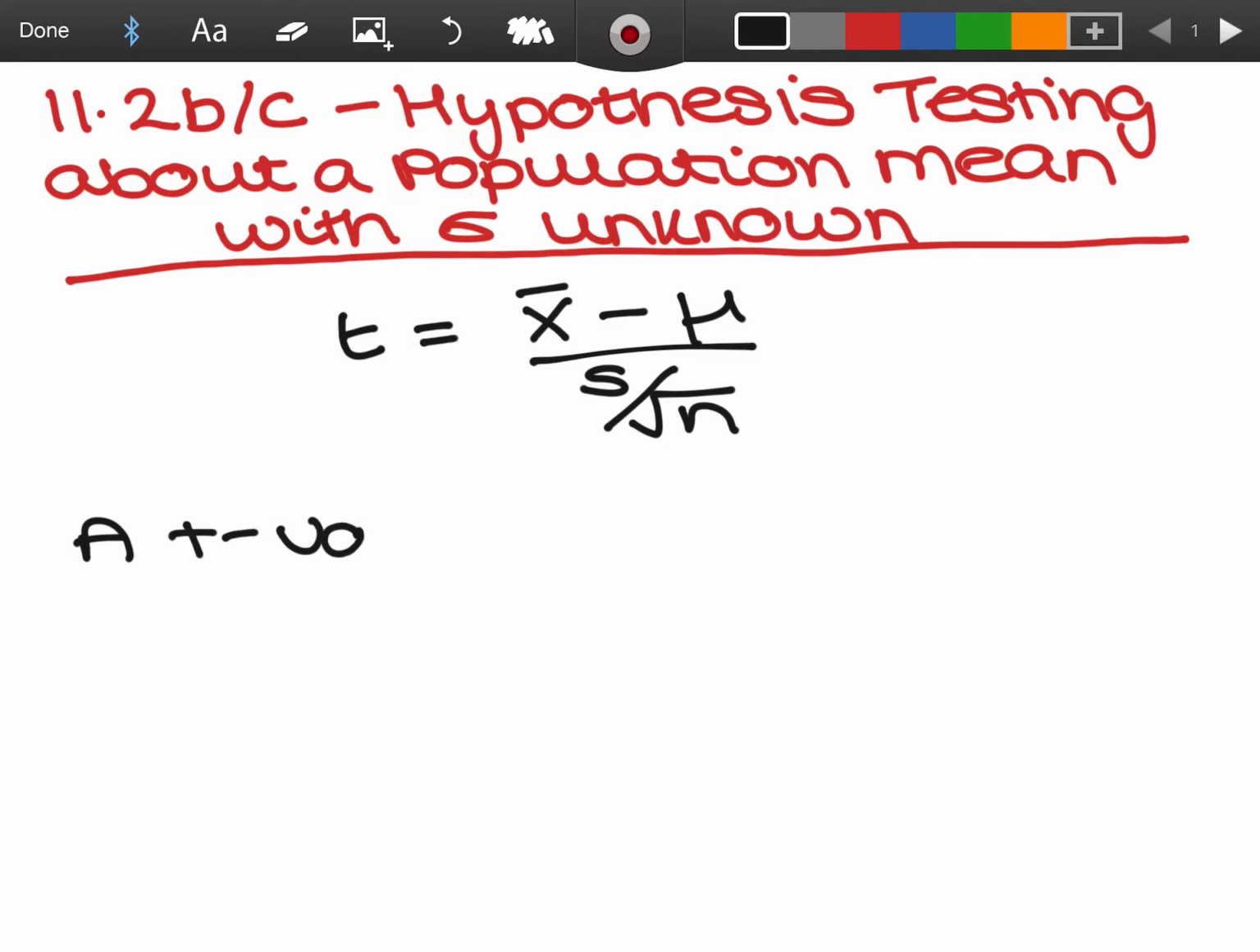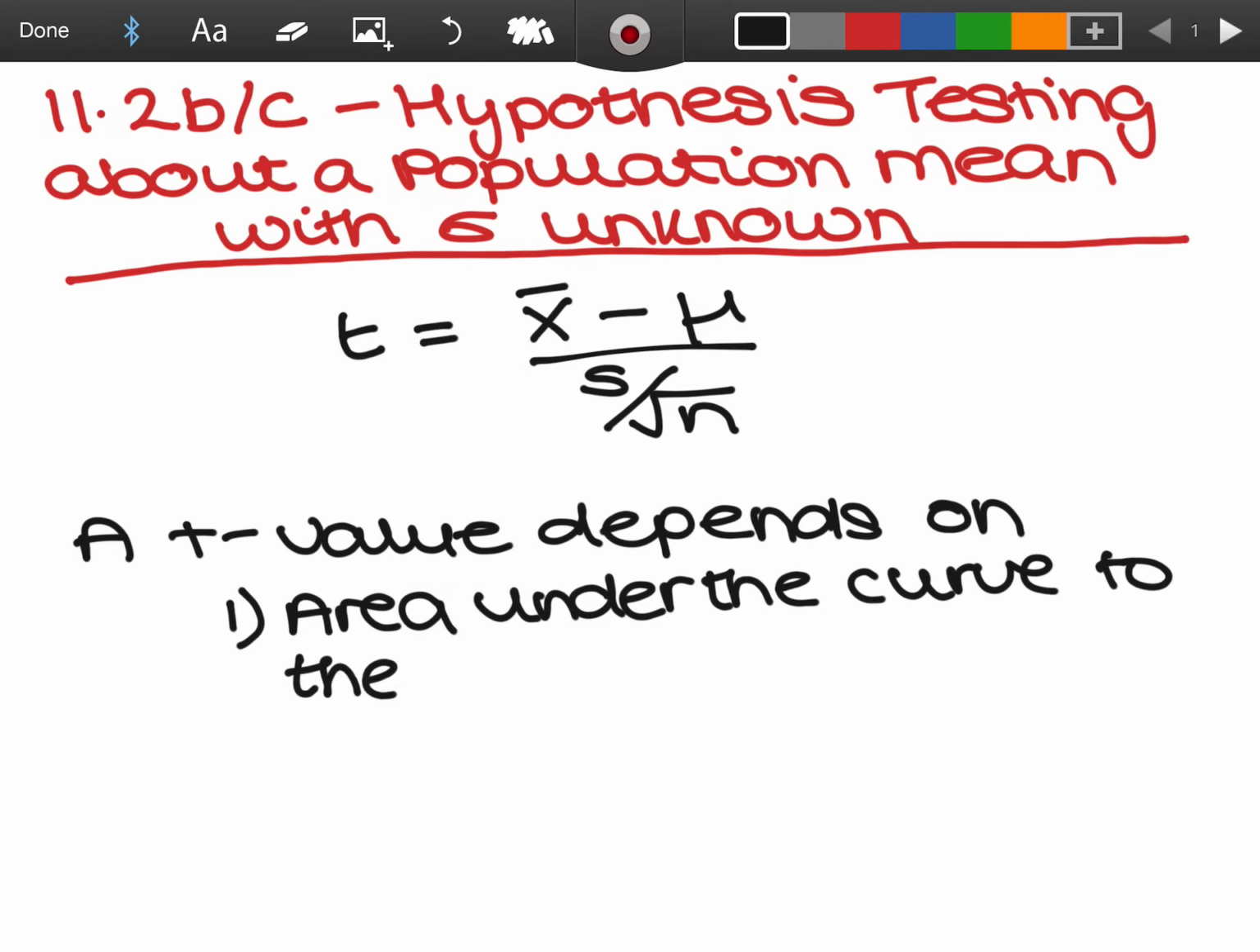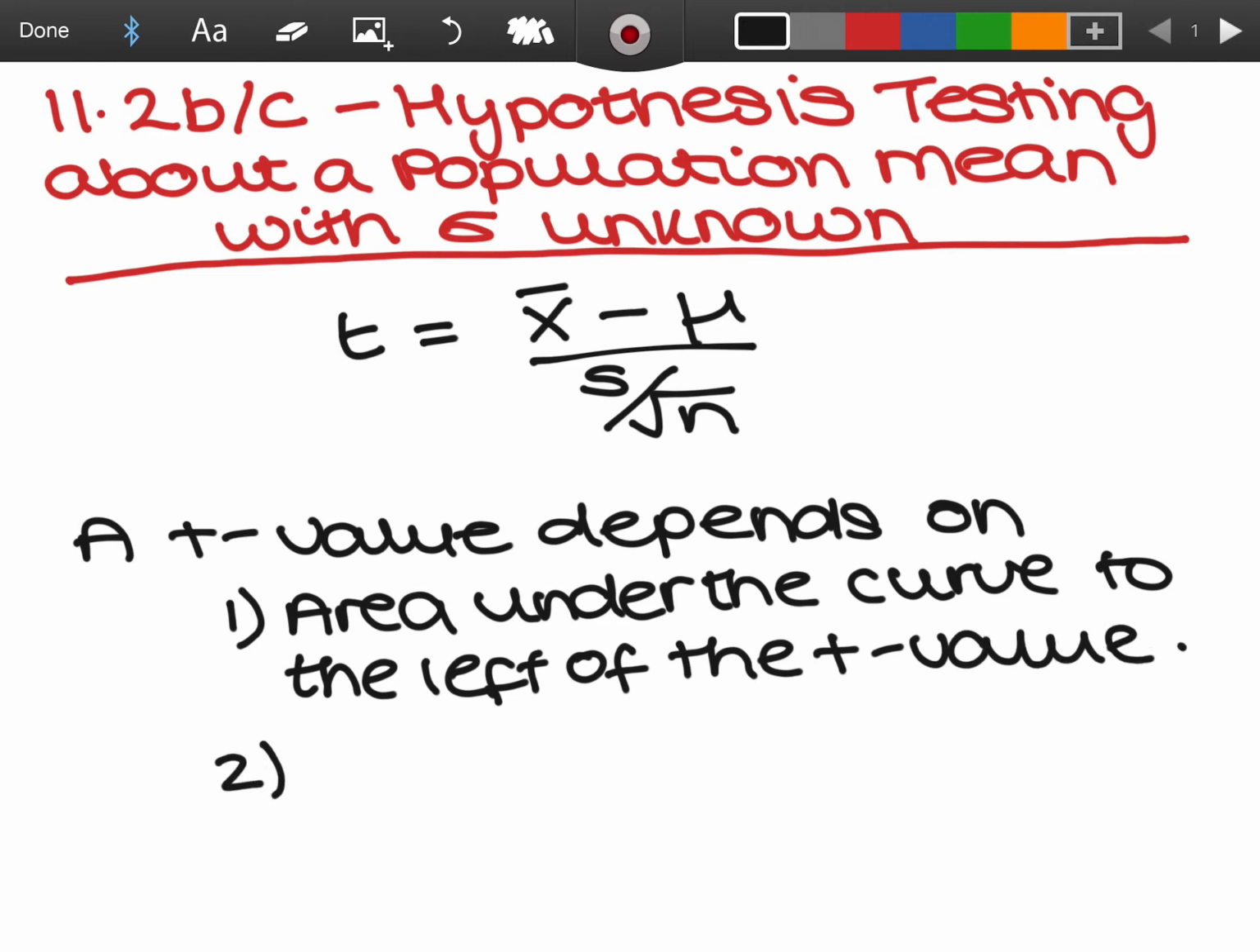So a t-value or a t-score depends on, number one, the area under the curve to the left of the value, and secondly, it's the degrees of freedom. And the degrees of freedom is just the sample size minus 1. Okay, if you remember that from when we did our confidence intervals. So that's the two things that this thing will depend on.